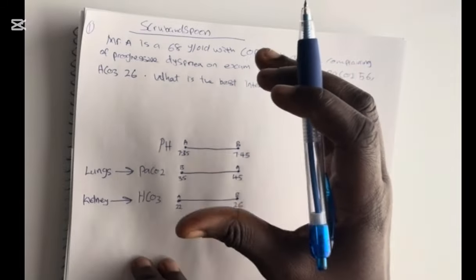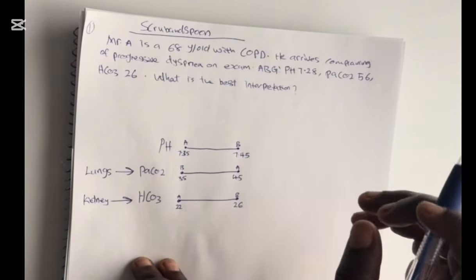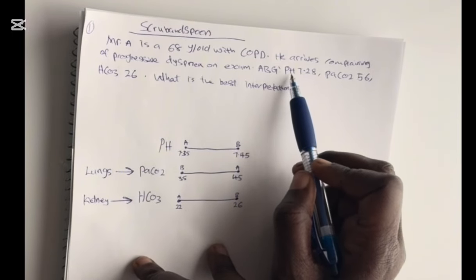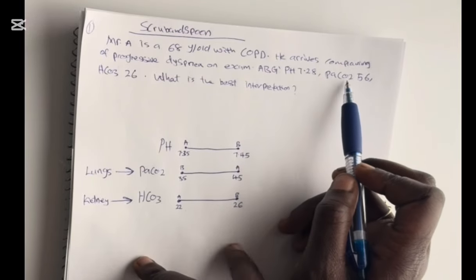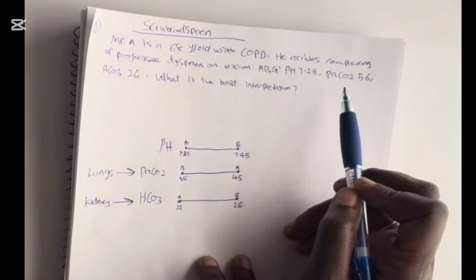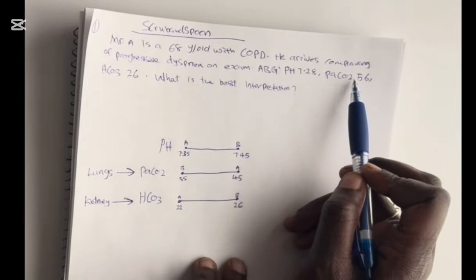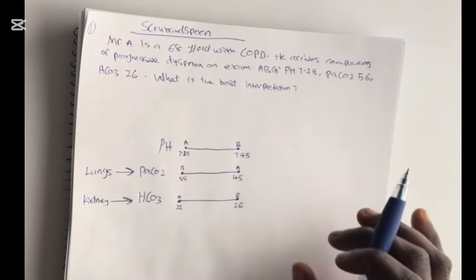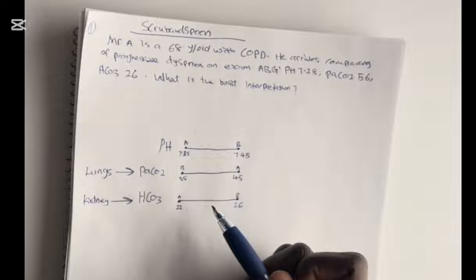When you get your ABG questions, the first thing you want to look at is your pH. Always look at your pH first, and the next thing you want to look at is your CO2. So after looking at your pH, the next thing is your CO2, and the third thing you want to look at is your HCO3. This is the table I always use for my ABG interpretation.